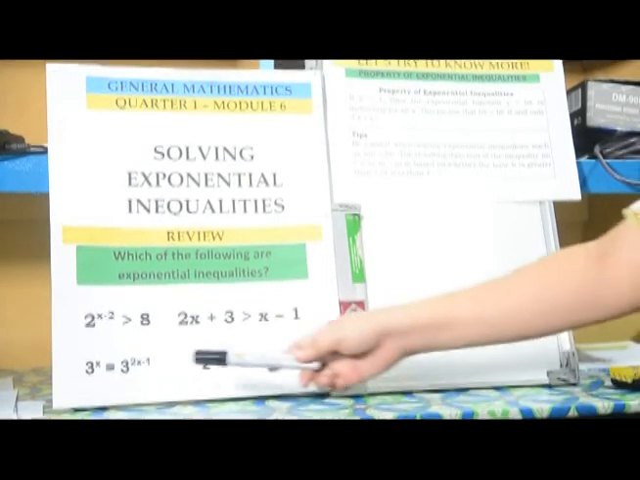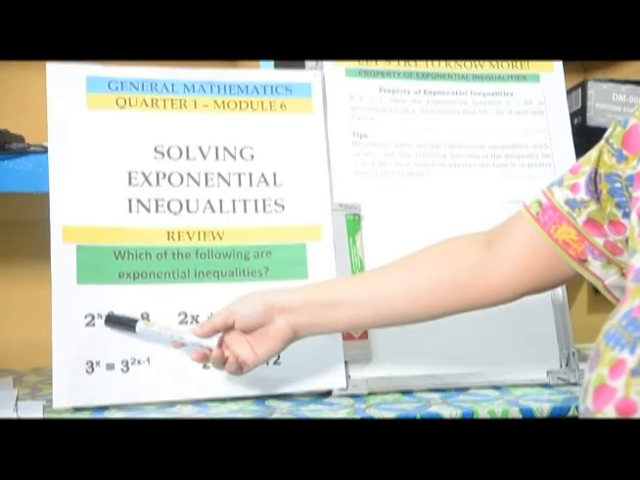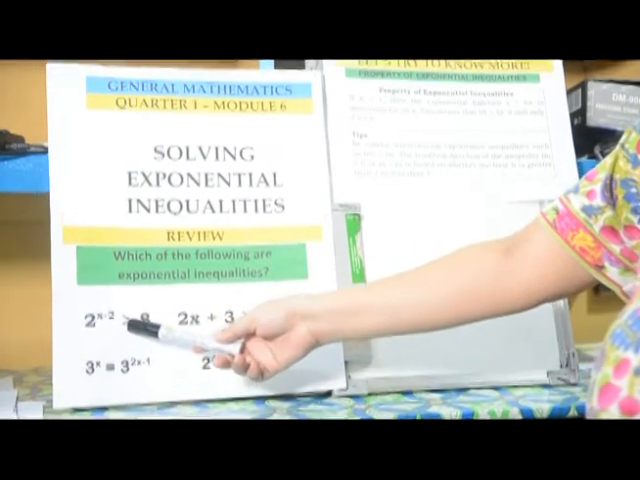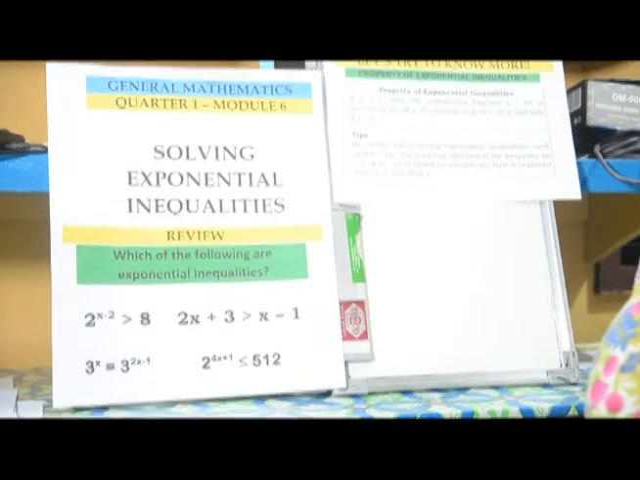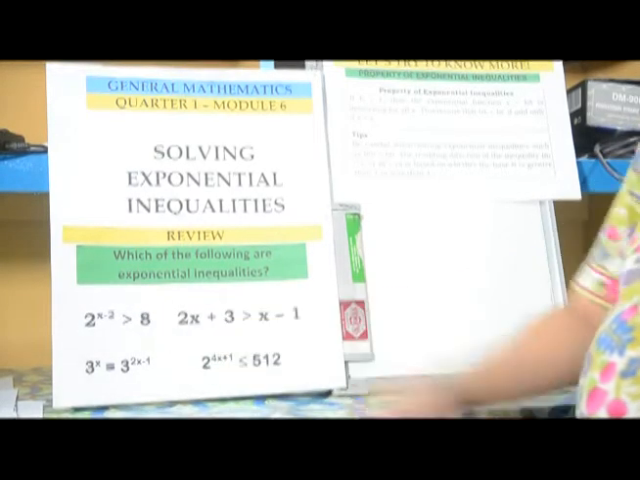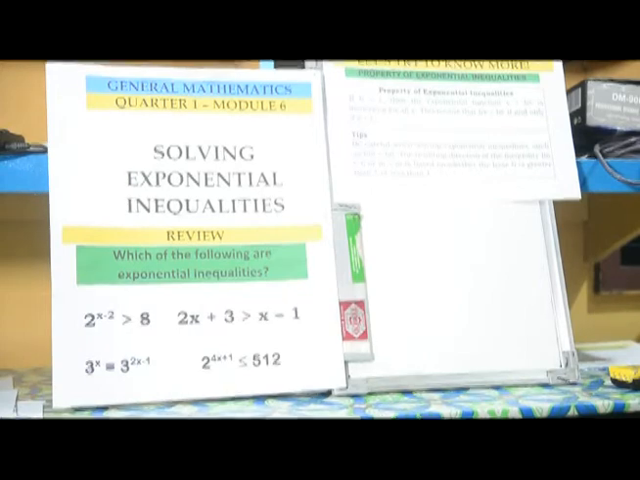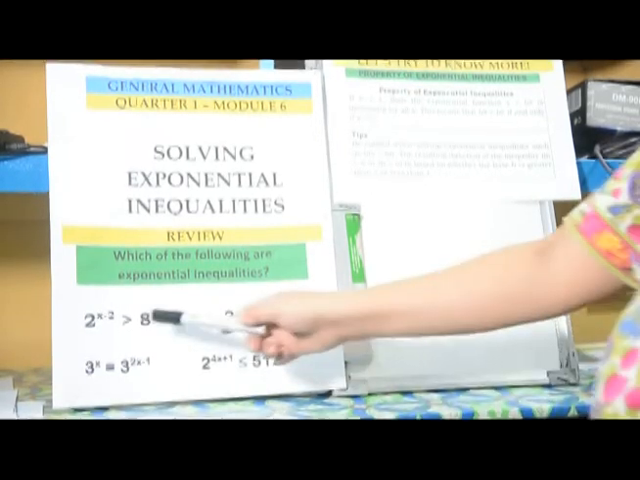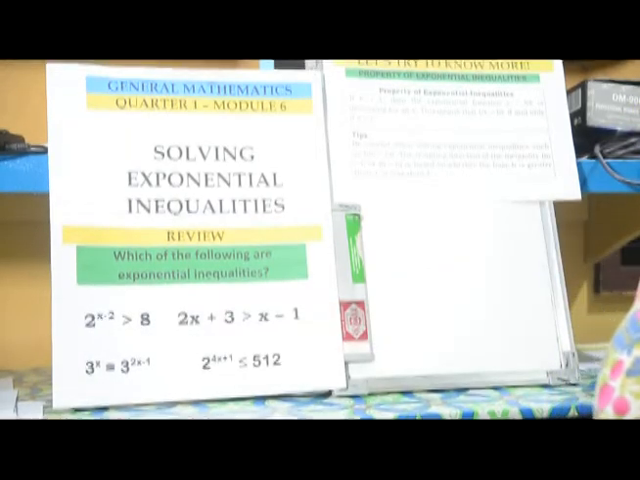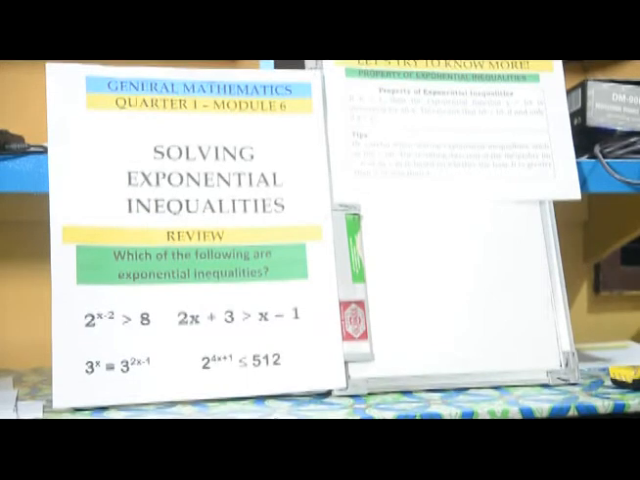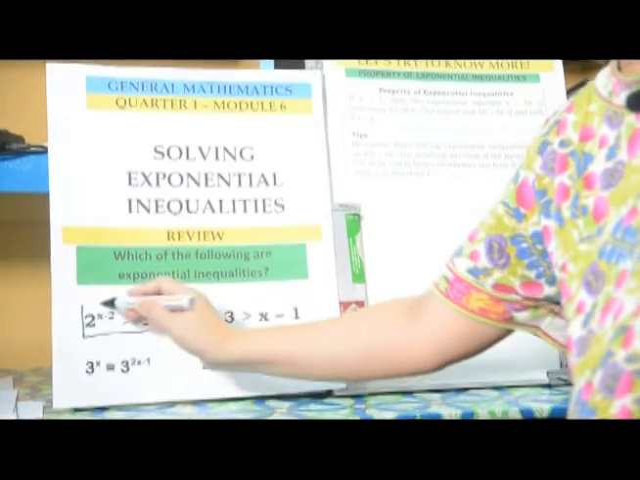So, the first expression, we have 2 raised to the power of x minus 2 is greater than 8. So, take a look at the exponent. In the exponent, we have a variable of x raised to that base. And we also have the inequality symbol, which is greater than. So, what do you think? Is it an exponential inequality? Yes, it is. Okay, so this one is an exponential inequality.